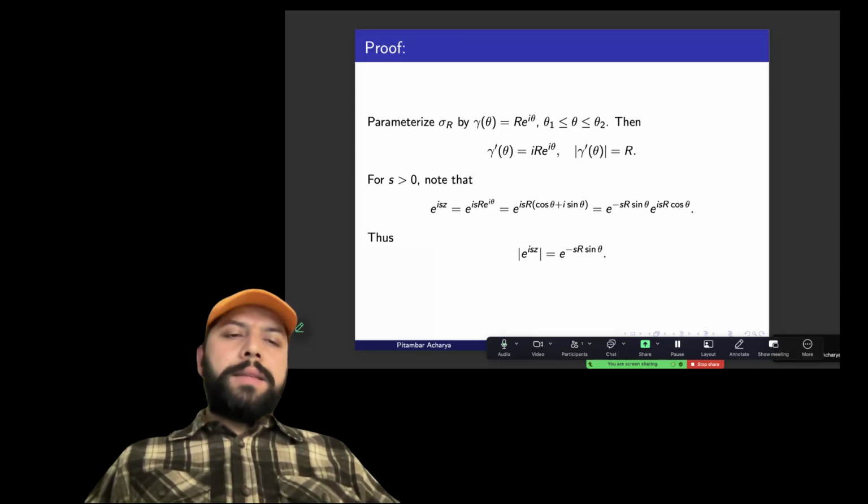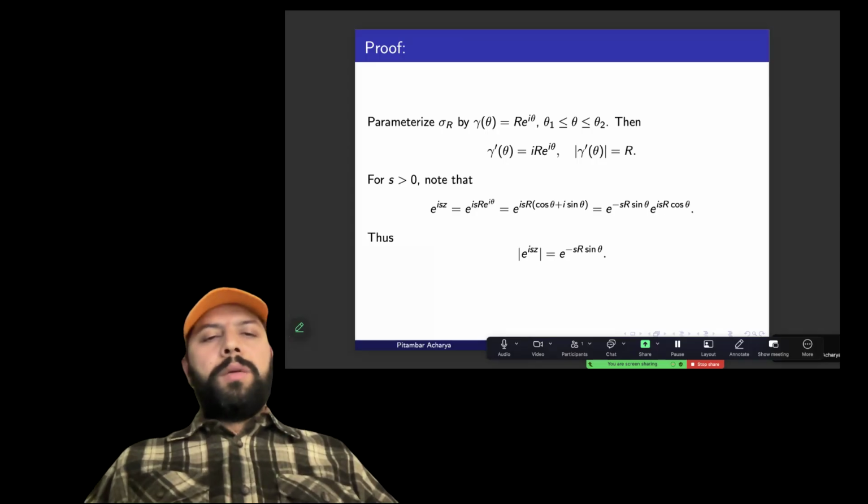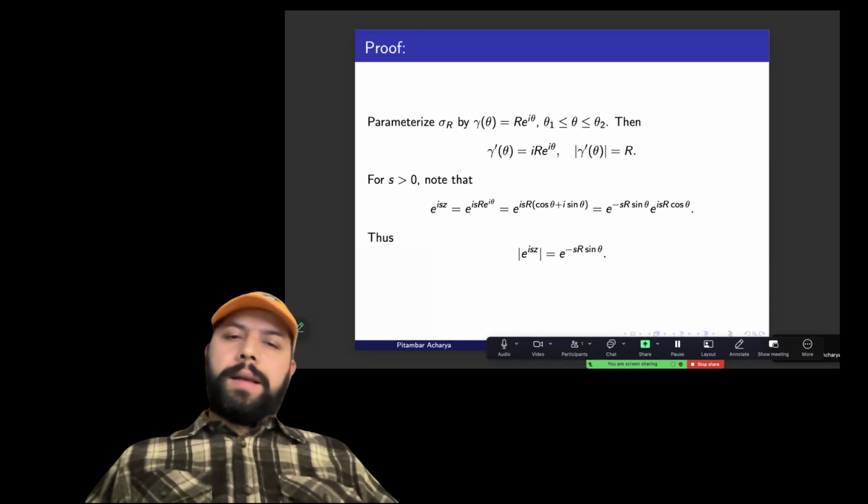For all s positive, we note that the absolute value of e to the i s z is equal to e to the negative s r sine theta. We derive this by taking into consideration z equals r e to the i theta. So we will use this later.